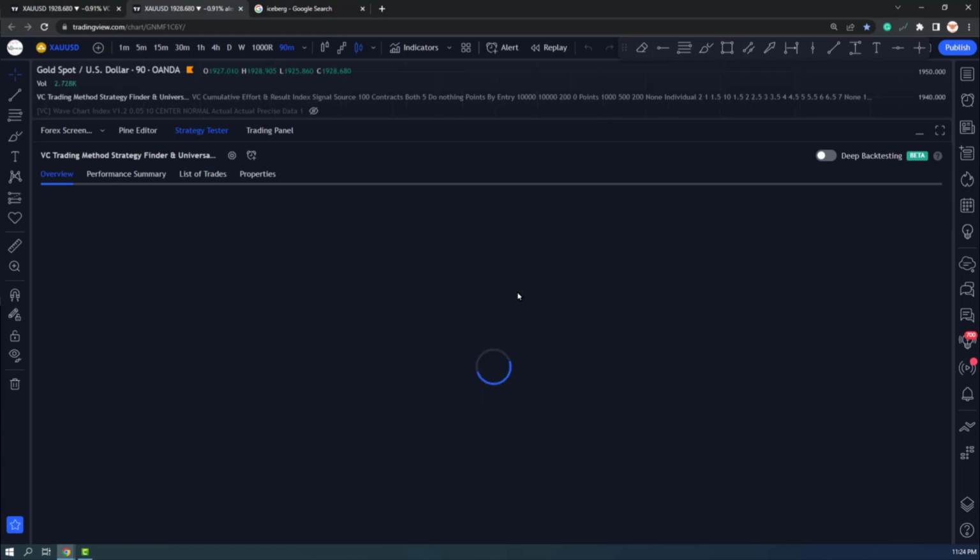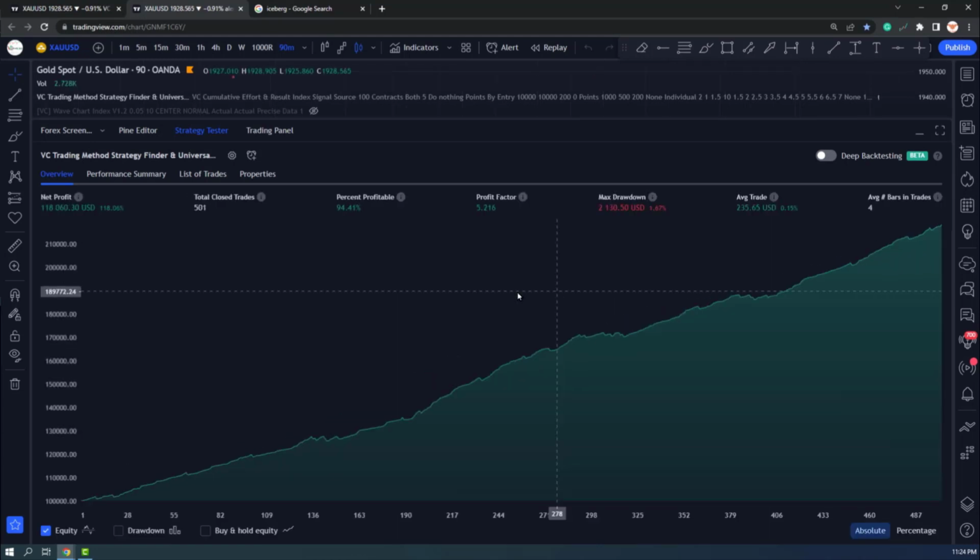Let's put the 90-minute time frame. On the 90-minute time frame, see the accuracy is 94%. The profit factor is 5.2. The maximum drawdown is ridiculously low. See, only 2,000. And see the profit factor, the net profit here. It took 501 trades.